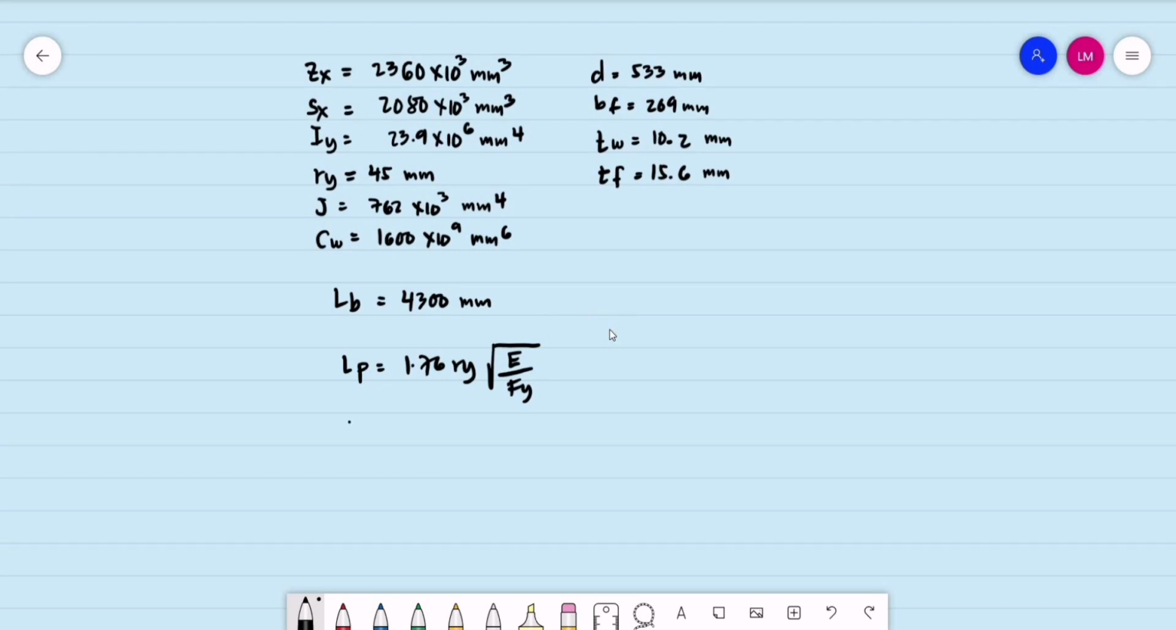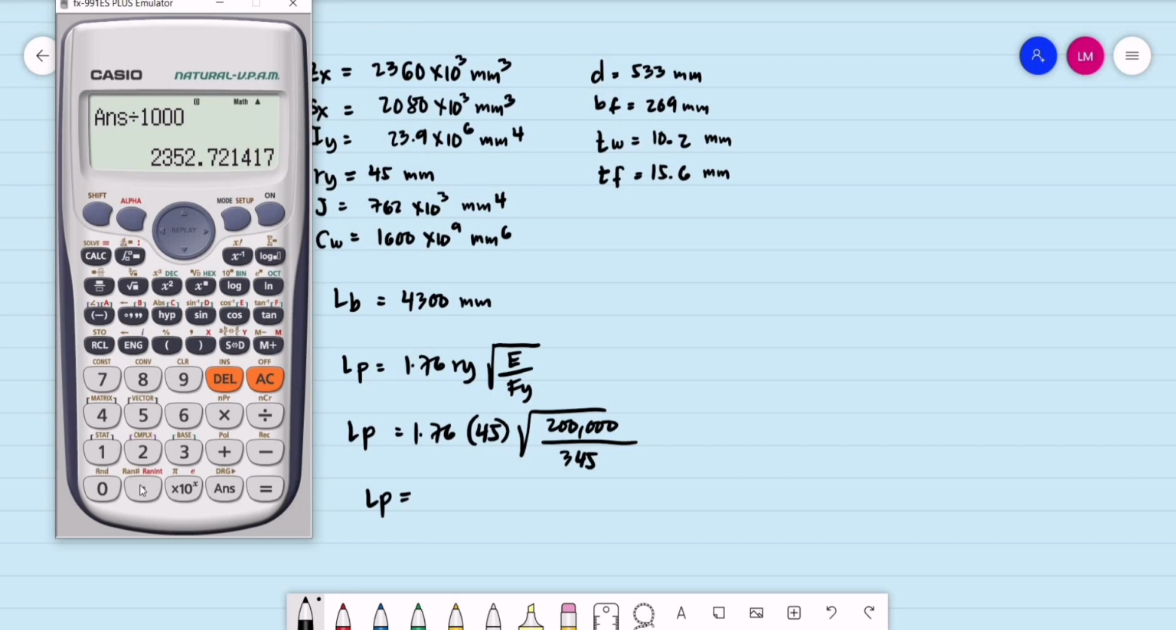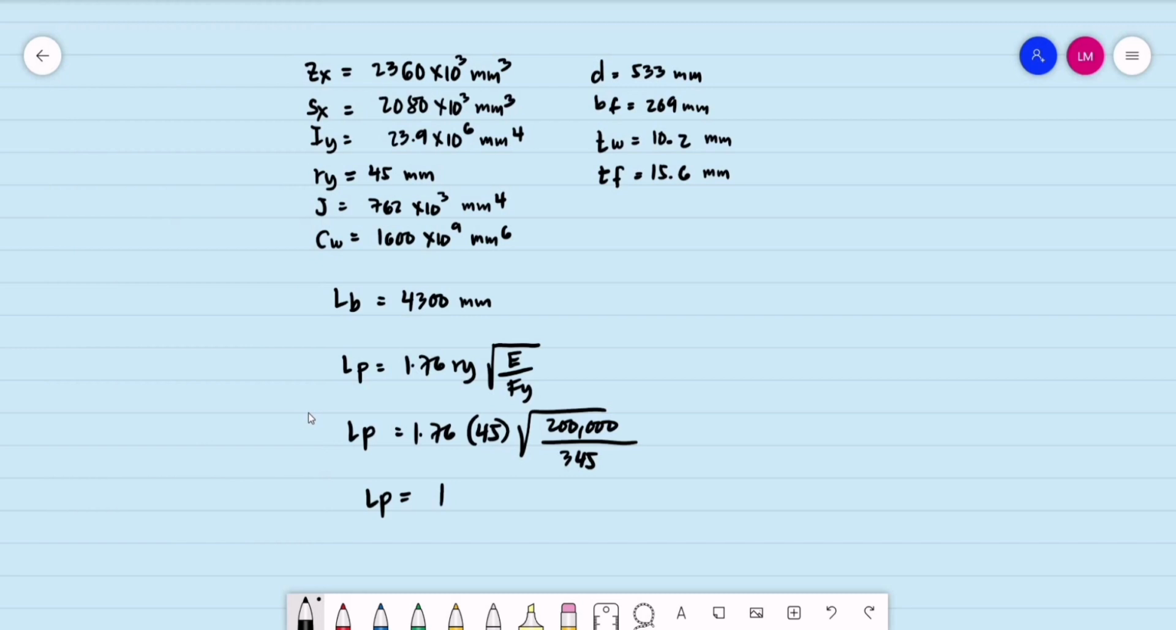Okay, so let us compute for the value of L sub P. L sub P is equal to 1.76 of Ry, that is 45 millimeters, and the square root of 200,000 megapascals, and our Fy is equal to 345. So L sub P is equal to 1.76 of 45, then the square root of 200,000 divided by 345. That is equal to 1,906.91.